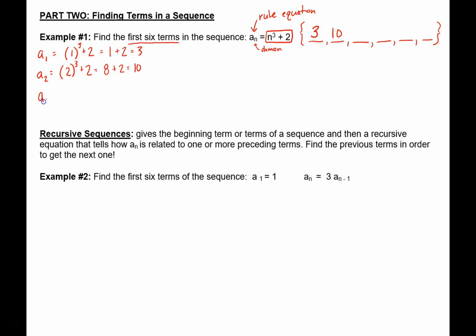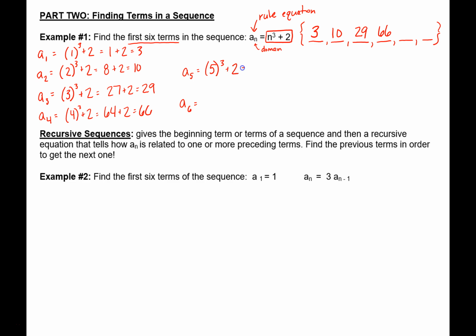Now we can obviously just keep right on going. To find the third number in our list, that means we're looking for a sub 3. I'm going to take the 3 and plug it in for the rule. That gives me my next number. For a sub 4, I'm plugging in 4. That gives me my fourth number in the list. I'm going all the way to 6, so I'm going to do a sub 5 and a sub 6. So that's 5 to the third power plus 2, which is 125 plus 2.